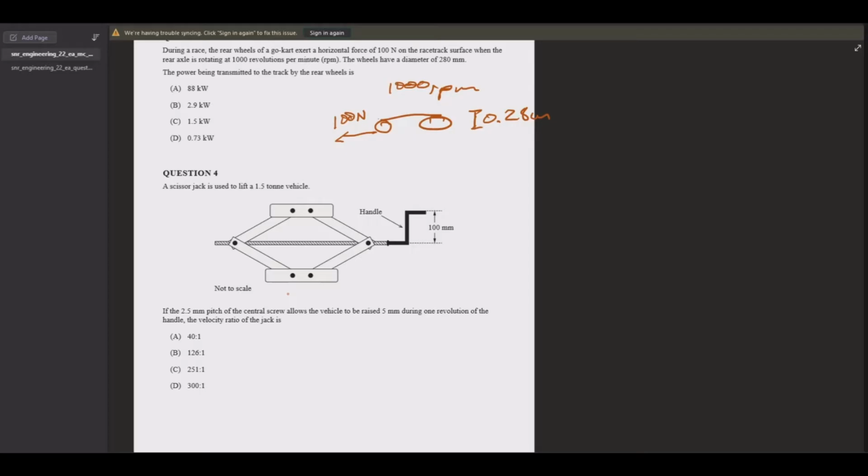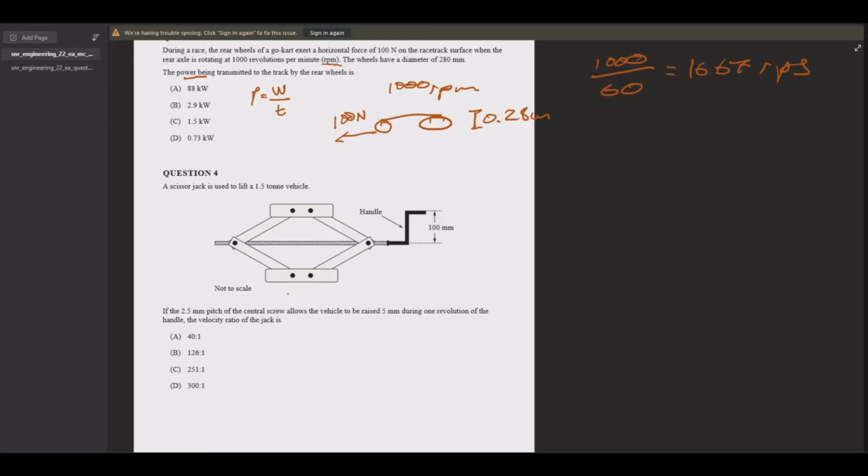So let's convert first, because we need to do power, and because we're going to be using this formula, we need T to be in seconds. So let's convert RPM to RPS by doing 1000 divided by 60. And that's going to be 16.67 RPS. And now that we've got that, we can say power is W, force times distance, on T. So the next thing we need to find is the distance it goes in 1 second.